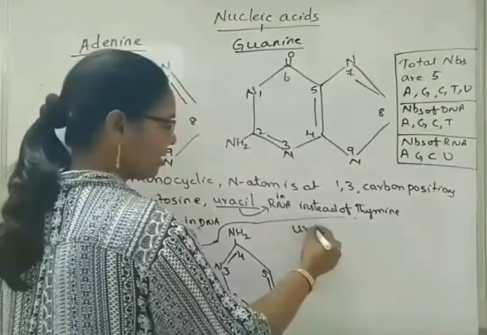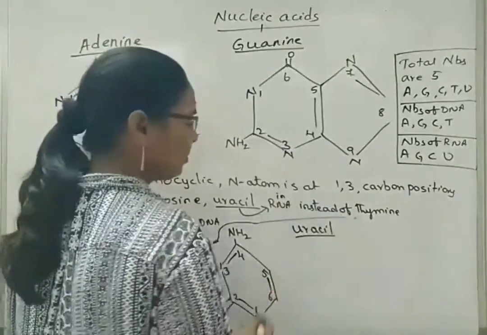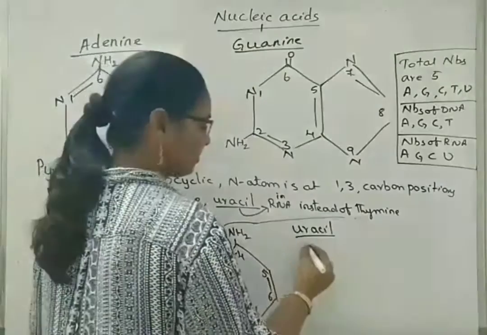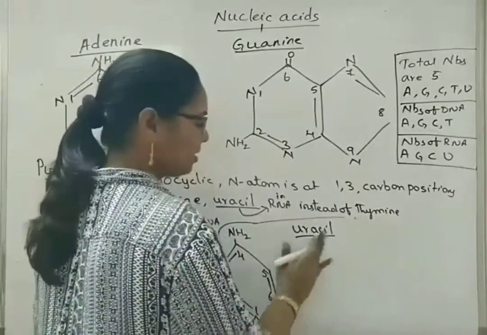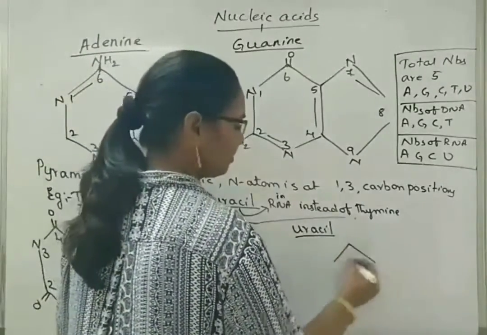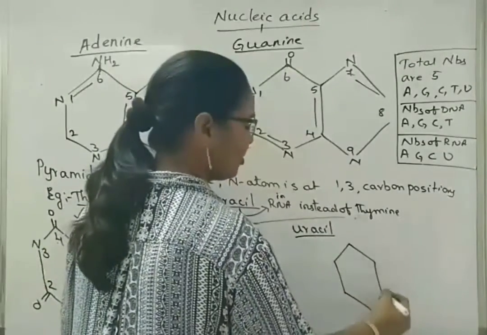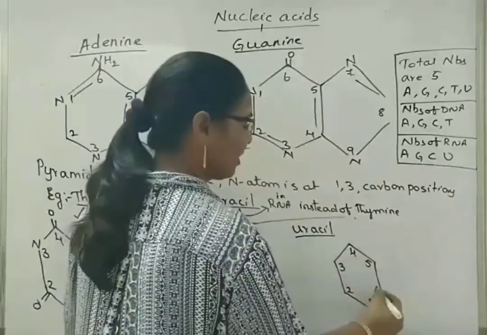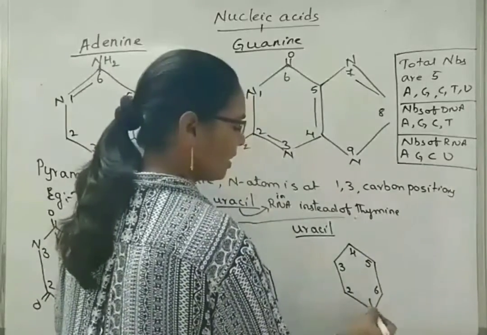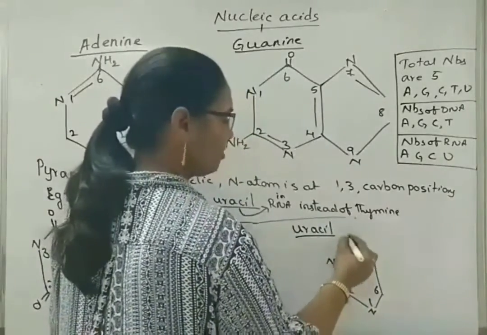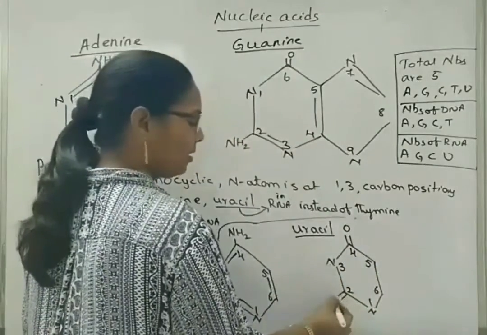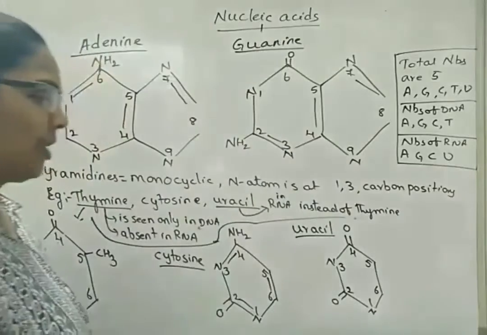Coming to uracil. Uracil is the pyrimidine that is seen only in RNA, not in DNA. So its structure is again a benzene ring, carbon positions 1, 2, 3, 4, 5, 6. Nitrogen atom, another nitrogen atom. It is having one ketone group at the 4th carbon position, another ketone group at the 2nd carbon position.